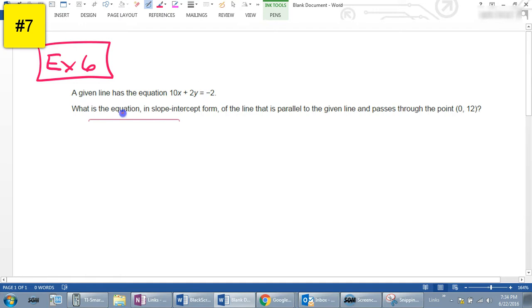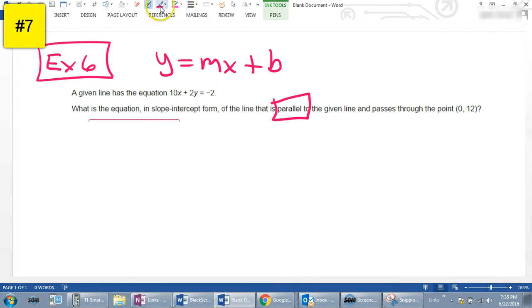Okay, I have this equation in, this is called standard form, by the way. What is the equation in slope-intercept form? Okay, that's y equals mx plus b, that's slope-intercept form, of the line that is parallel to the given line and passes through the point 0, 12. Alright, first of all, we need to know what the slope of this is. Okay, the way to find the slope is to rewrite this in slope-intercept form.